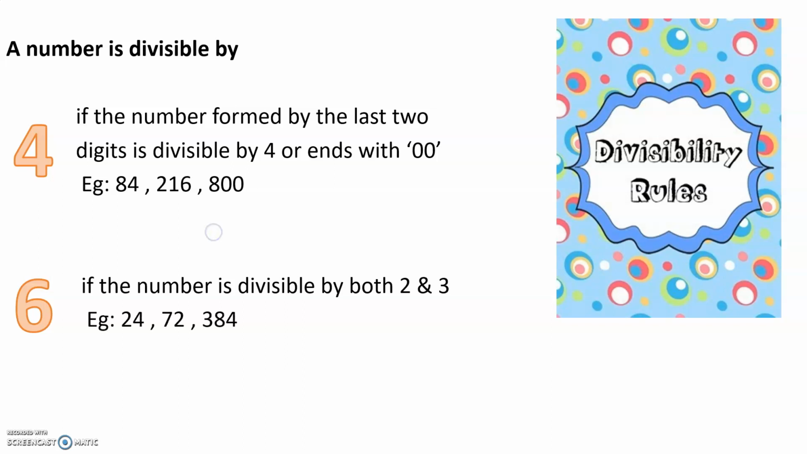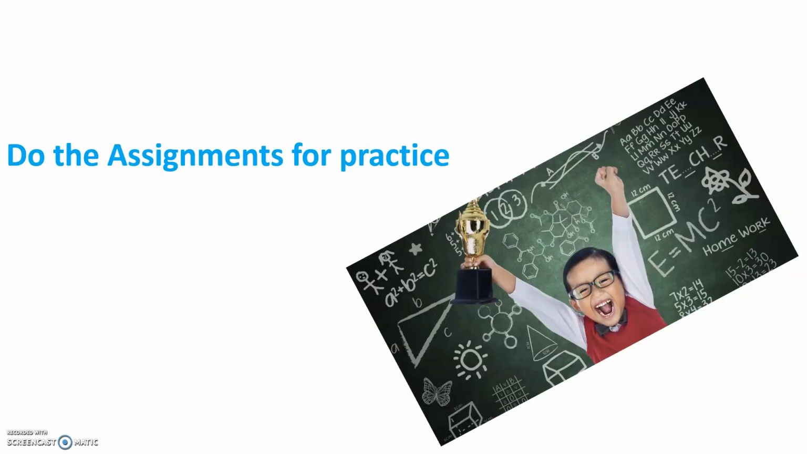Example, say 24. 24 comes in the table of 2. 2 twelves are 24. It comes in the table of 3 also. 3 eights are 24. So it is divisible by 6 also. 6 fours are 24. So children, if you have understood all this, do the assignments for practice.